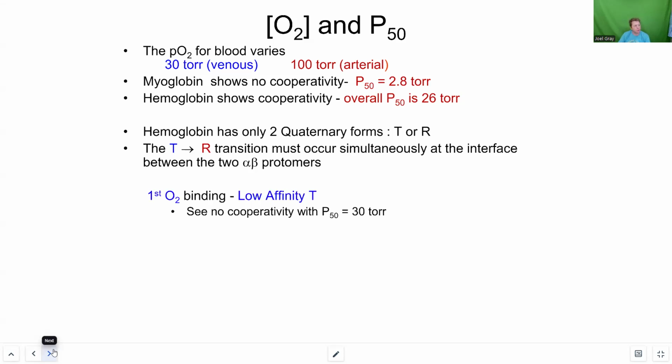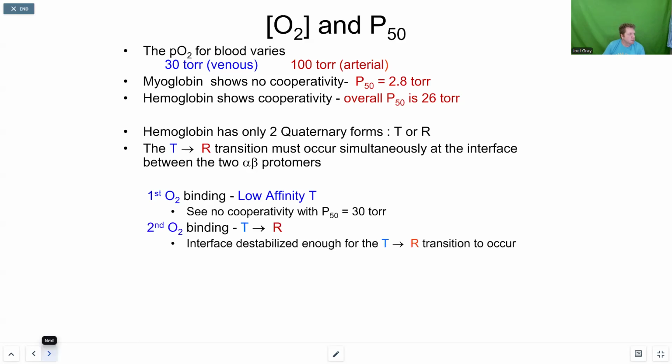Now, that first O2, this is the subunit that has basically the lowest affinity for binding O2. That first subunit has a P50 of approximately 30 torr. The second O2, whenever that binds, that really initiates your T to R transition. The interface is destabilized enough for the T to R transition to actually take place.